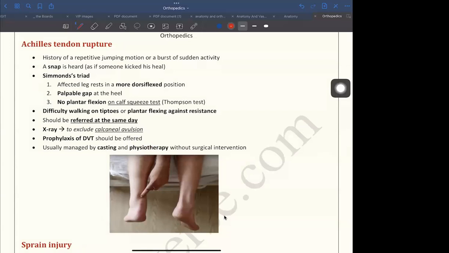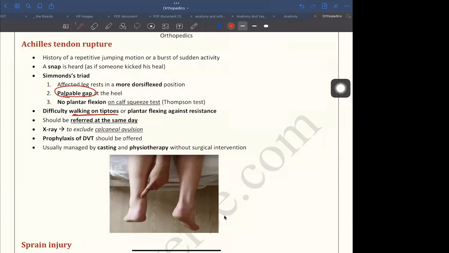So Achilles tendon rupture: there is a history of repetitive jumping motion. It usually happens when the patient starts to run very quickly. There will be a snap. There is something called Simmonds triad: the affected leg rests in a more dorsiflexed position, there is a palpable gap at the heel, and there is no plantar flexion on calf squeeze, all right? This is called Simmonds triad. There is difficulty in walking, and plantar flexion against resistance.